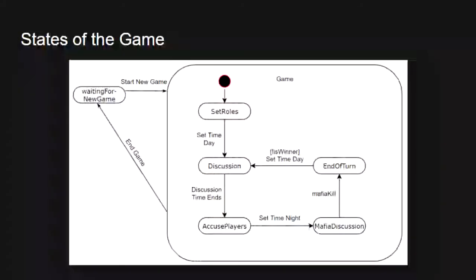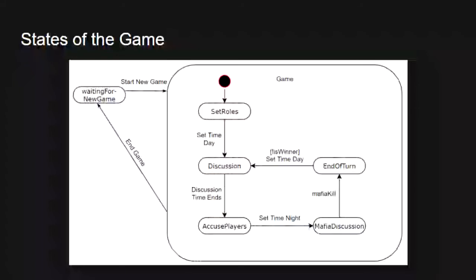Alright, states of the game. So the state that it starts off with is waiting for new game, and the event start new game triggers the nested state of game. Now from there, the rules are set, and then the event set time of day triggers the discussion in which the town discusses who they want to accuse. Then the discussion time ends, the players are accused, and the time is set to night. That's when the Mafia discuss who they want to kill, which triggers the event. The Mafia kills who they want to kill, and the turn is ended.